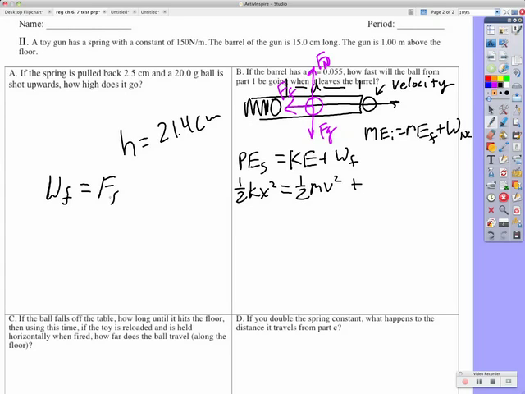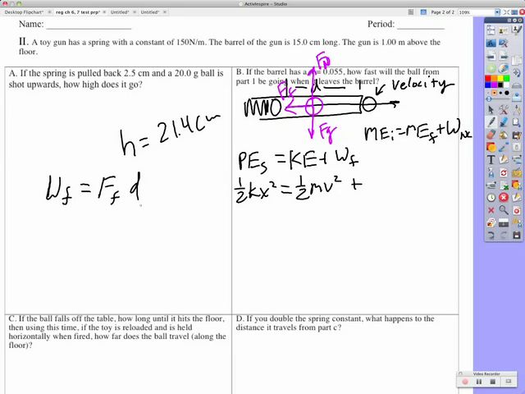How did you know how to use 1/2 kx squared instead of the other? Because what makes this thing move? What is this? Yeah, this is a spring. So what's making the ball move? The spring. That's why I use 1/2 kx squared. And then when it comes out here, how does it move? What's going on? It's moving.